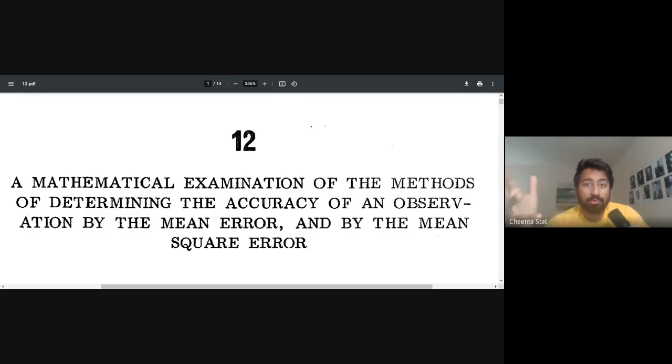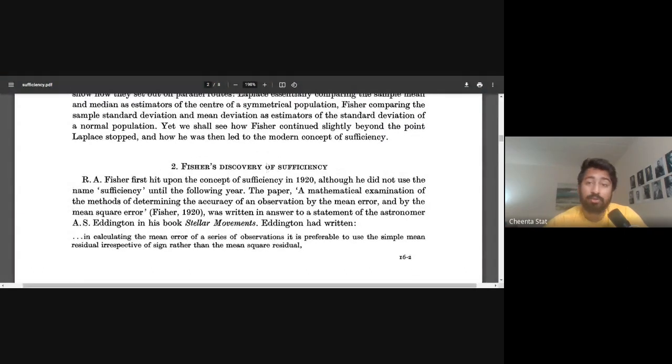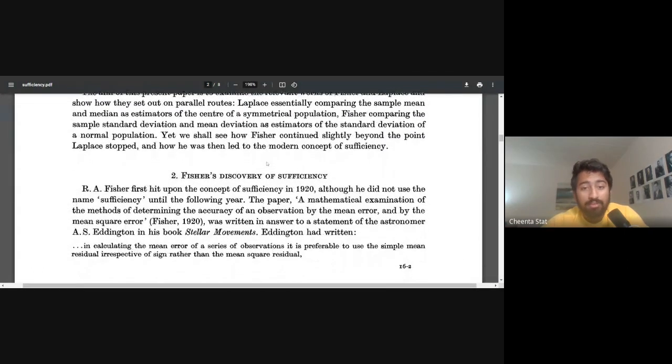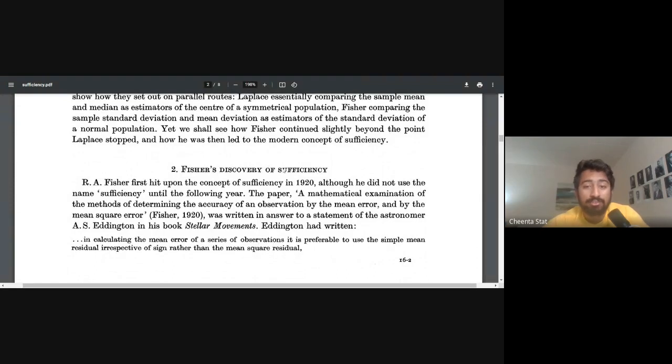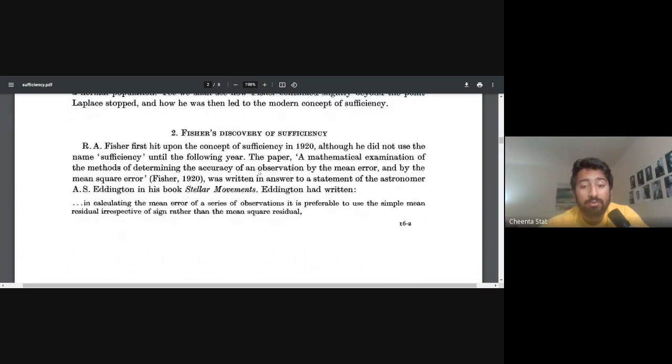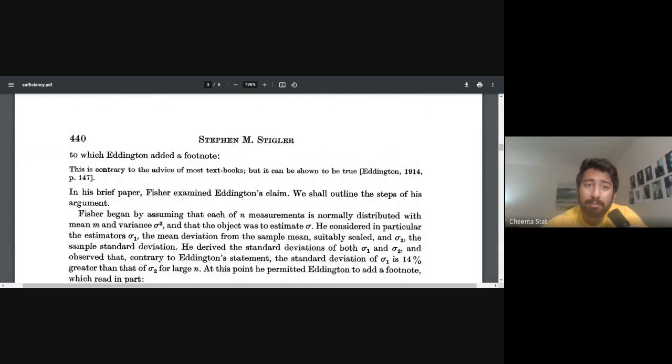So how did I come to know about that? If you know Stephen M. Stigler, he is a famous statistician and historian of statistics. In his paper he wrote, I will show you the paper, and I learned a bit about him. I also read this paper, that he stumbled upon the idea of sufficiency in 1920. Although he didn't name sufficiency until the following year, the core idea was in this paper.